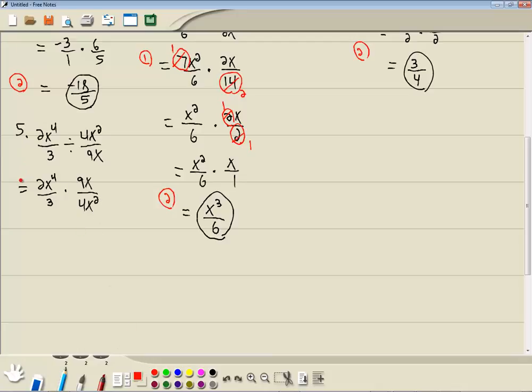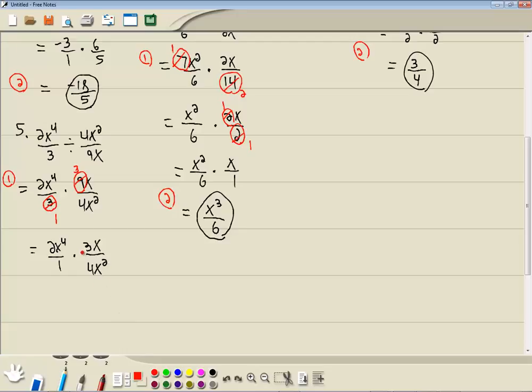And let's do a little bit of simplifying. Step 1 in multiplying fractions: we look for a number on top and a number on the bottom that are both divisible by the same number. Here we've got 3 and 9. That looks like a good choice. 3 divided by 3 is 1. 9 divided by 3 is 3. So we have 2x to the 4th over 1 times 3, and we've got an x there, can't lose track of that, over 4x squared.